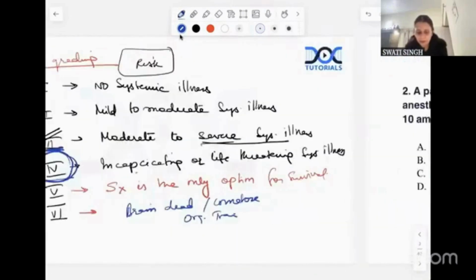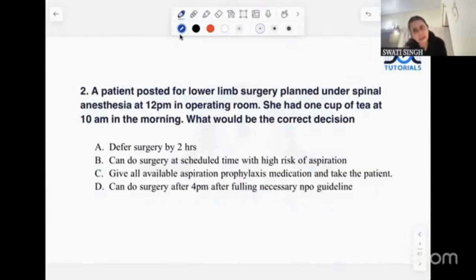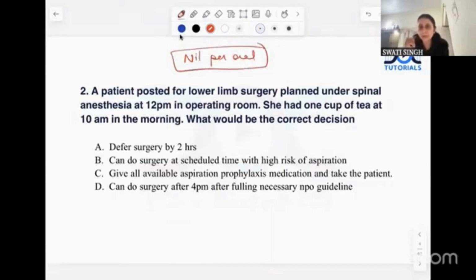Coming to the second question. Now, the second question is again from pre-anesthetic evaluation, and a very, very expected subtopic of it: the Nil Per Oral guideline, which we put the patient on prior to elective surgery.